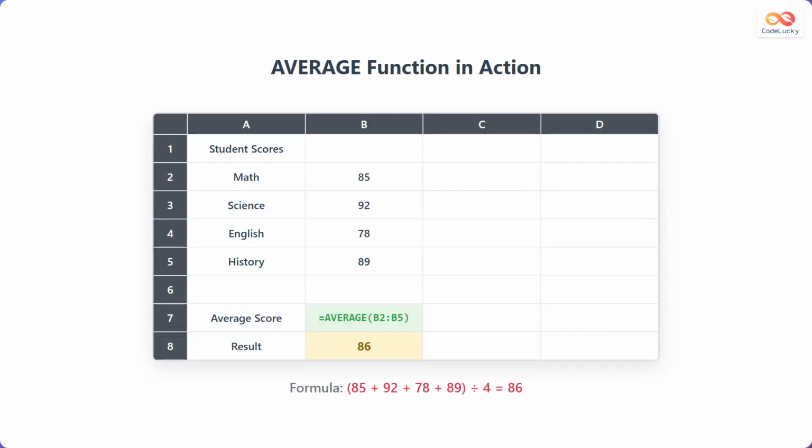Here's a live example of the average function in action. We have a table of student scores for math, science, English, and history, listed in cells B2 through B5. To calculate the average score, we use the formula equals AVERAGE, open parenthesis, B2 colon B5, close parenthesis. This calculates the average of the scores 85, 92, 78, and 89. The result is 86, as shown in cell B8. The formula for this calculation is 85 plus 92 plus 78 plus 89, divided by 4, equals 86.